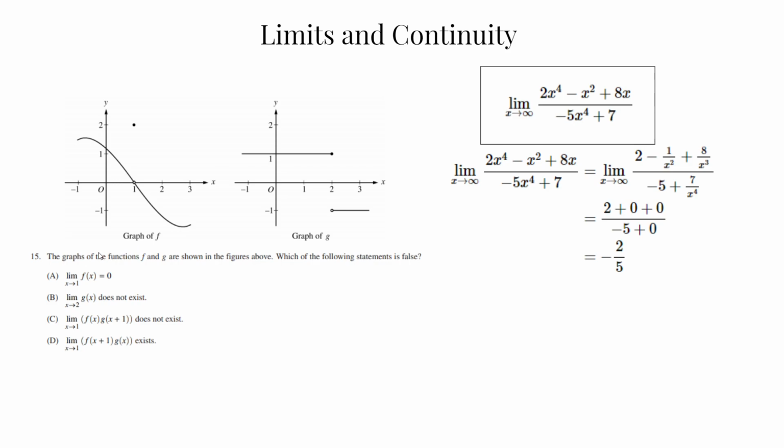The graphs of functions f and g are shown in the figures above. Which of the following statements is false? Okay, so the limit as x approaches 1 of f of x is 0. That is correct. It approaches 0 as x approaches 1. The limit as x approaches 2 of g of x does not exist. That is true because from the left it approaches 1, from the right it approaches -1. The limit as x approaches 1 of f of x times g of x plus 1 does not exist. Okay.